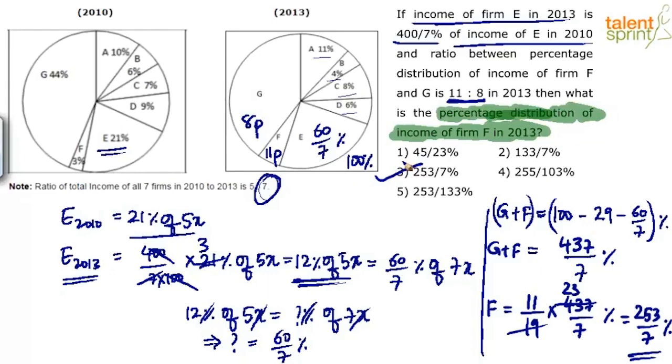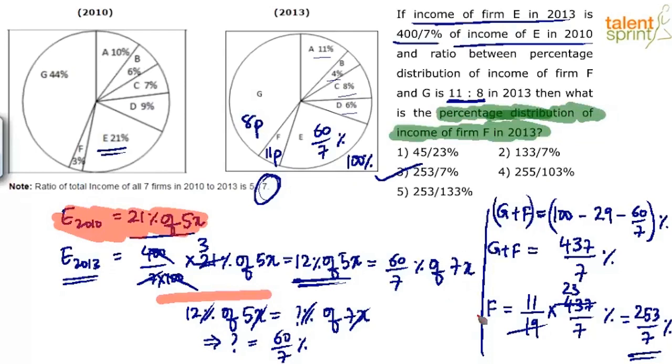I know it's a little calculation intensive, 2-3 steps here, but you have to be really quick with these numbers, right? Explanation has taken a bit of time, but when you do it yourself, I'm sure you'll save a lot of time. Again, cut down all the unnecessary steps. You don't have to write, E in 2010 is 21% of 5x. This is not needed. You should start with this step.